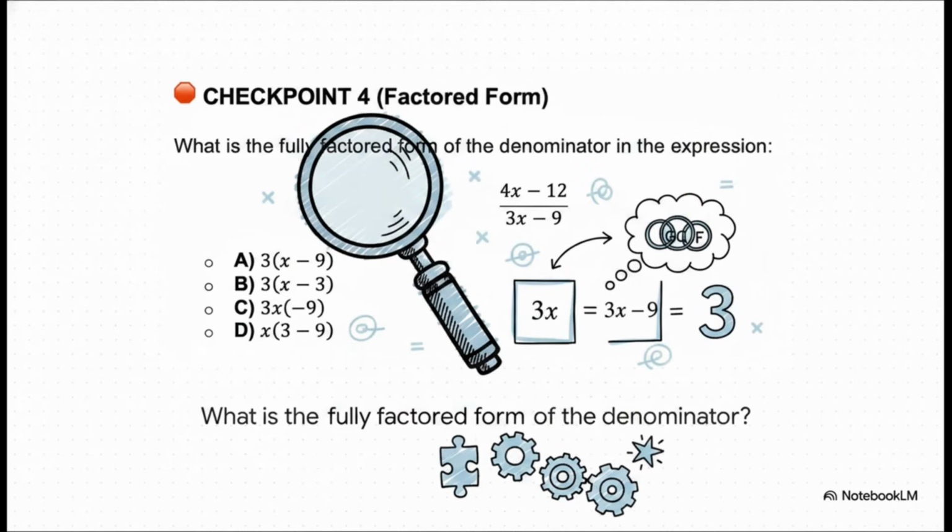Tingnan naman natin ang checkpoint 4. Same expression, but this time, let's focus on the denominator, 3x minus 9. I want you to fully factor that denominator by pulling out its GCF na 3. Ano kaya ang kalalabasan ng factored form? Go ahead, i-pause ang explainer, take your time, and choose A, B, C, or D.